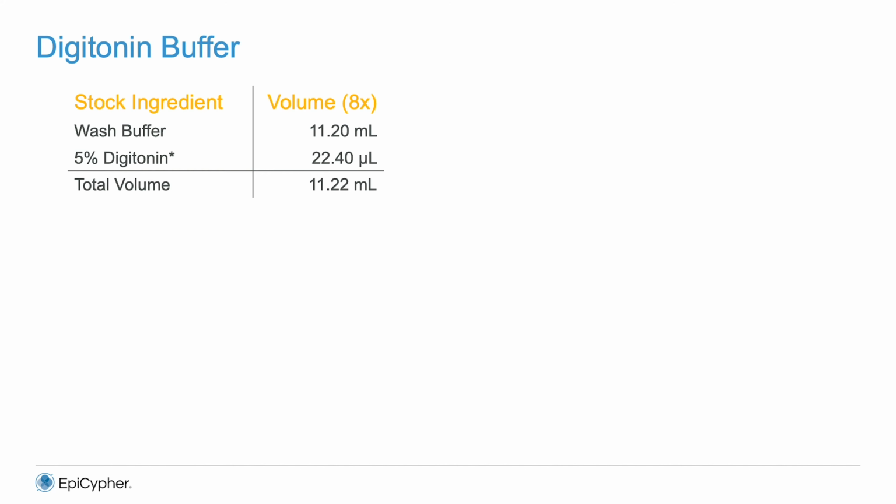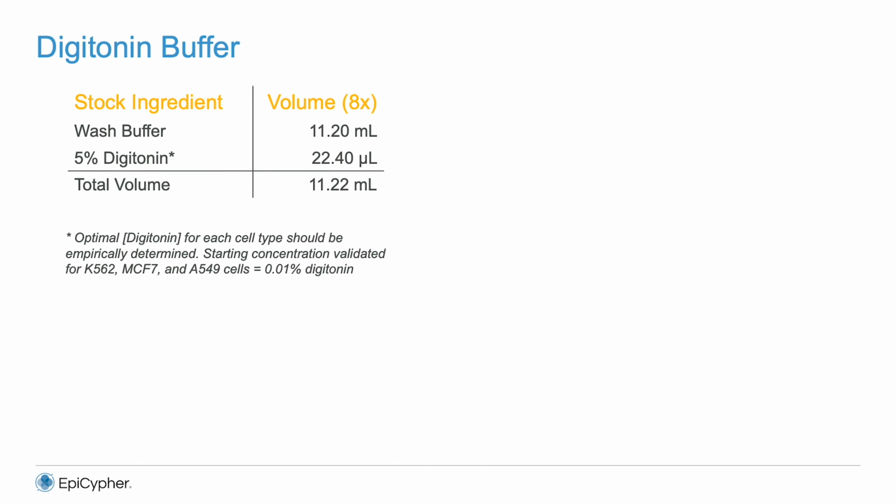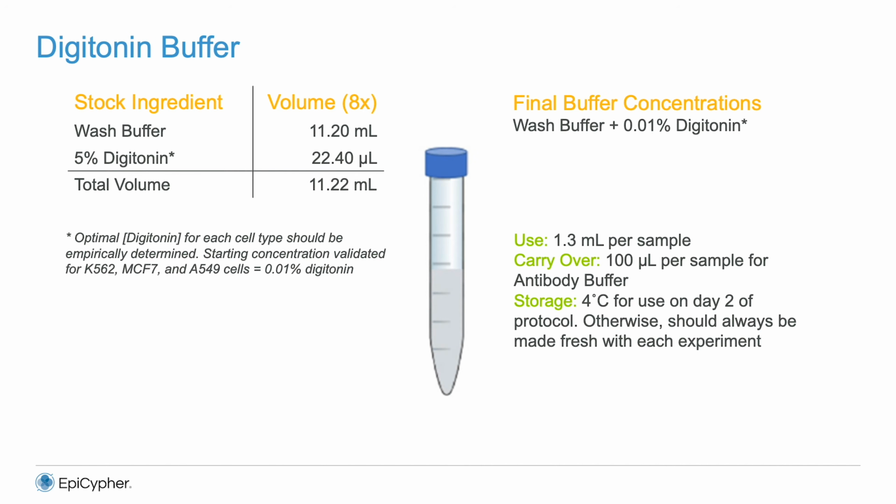Before getting started with the digitonin buffer, if you are using cells other than K562, MCF7, or A549, you should empirically determine the optimal digitonin concentration for your specific cell type. The digitonin buffer will need to be made fresh for each experiment. Once combined, some will be carried over for the antibody buffer, while the rest can be stored overnight for the day 2 portion of the protocol.